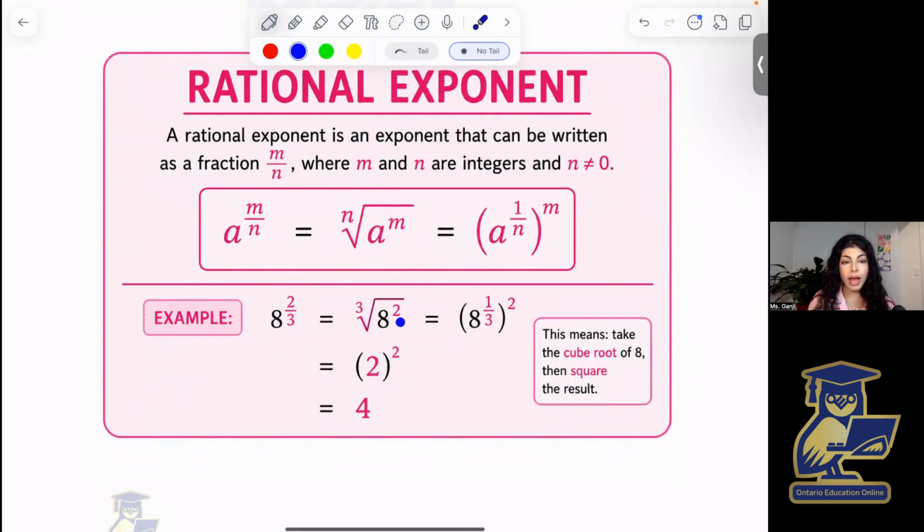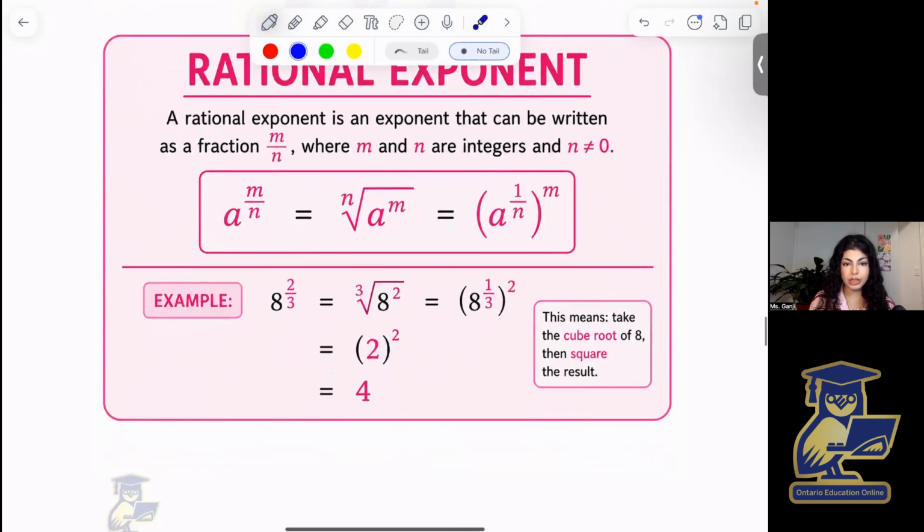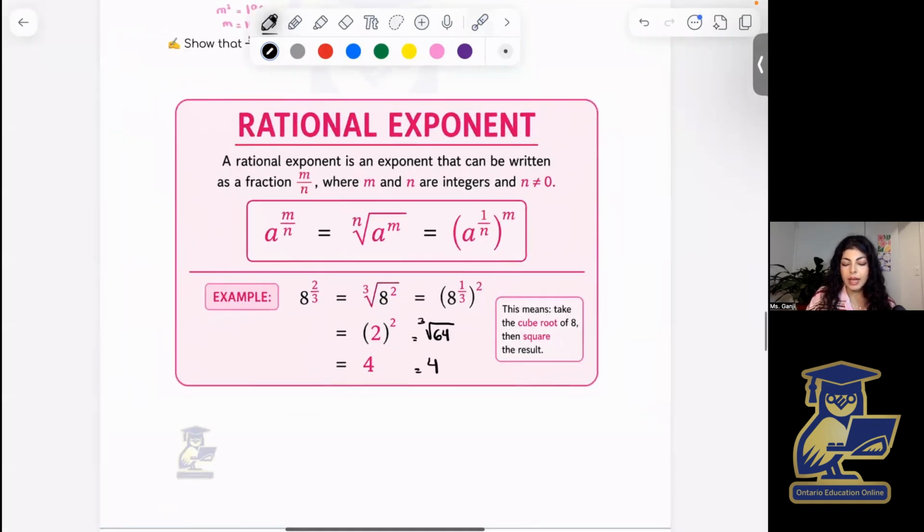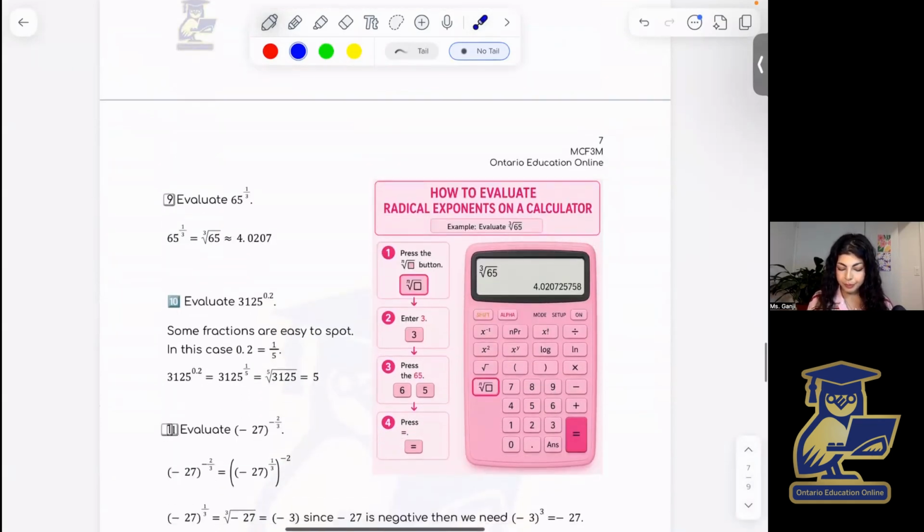So you can do this different ways. You can start by doing 8 squared and then take the cube root of 64, or you can take the cube root of 8, which is 2, and then square that and you get 4. Both of these will give you 4. And so that's how we evaluate rational exponents. So let's see a couple examples there.